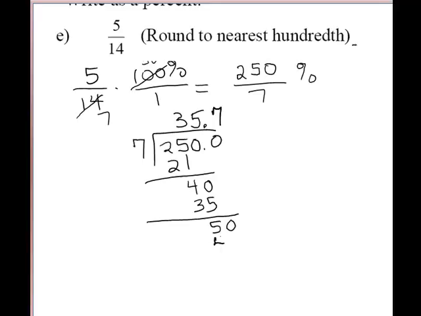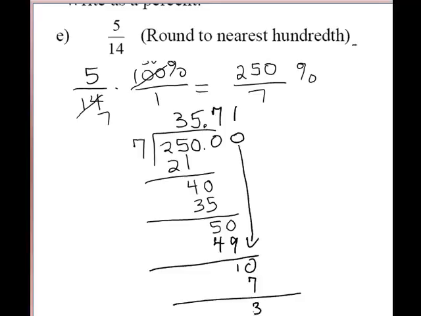7 times 7 is 49. Subtract 10 minus 9 is 1. And we can add another 0, bring down. 7 into 10 will go 1 time. 1 7s is 7. And we still need to see one more digit. So we can add one more 0. 7 into 30. 4 7s are 28. And I'm confident about that, so I don't have to multiply it back. So I needed to see the 4. It's not a 5 or higher, so it's not going to push this one up. So we have 35.71%. This is rounded to the nearest hundredth.